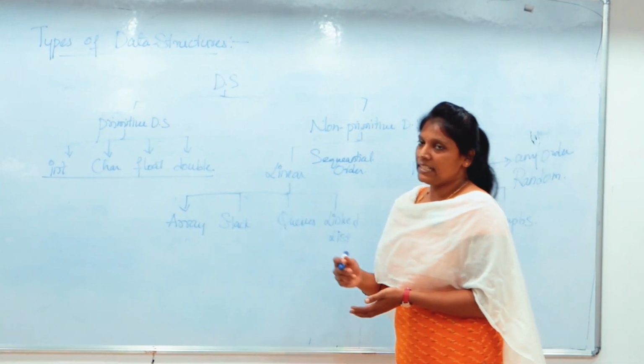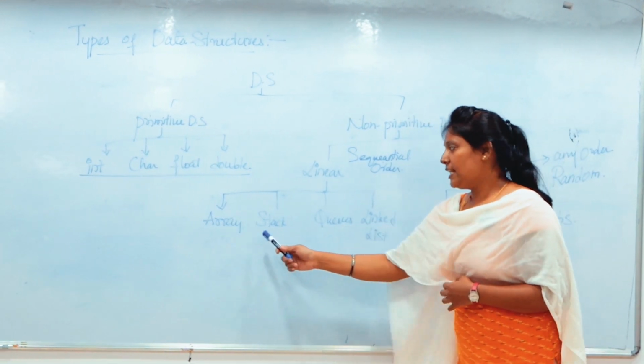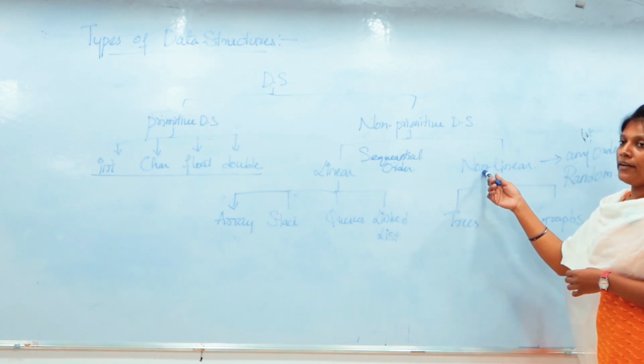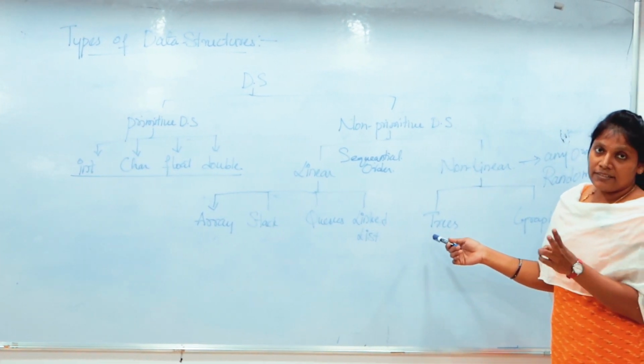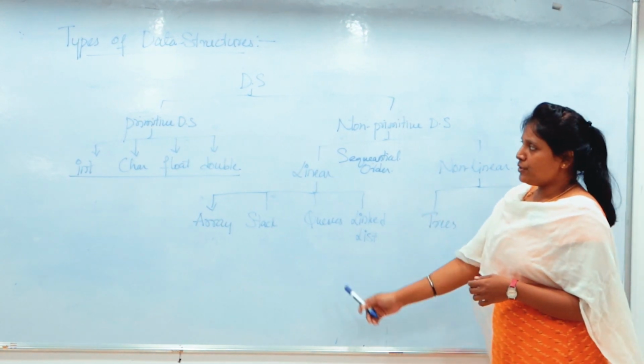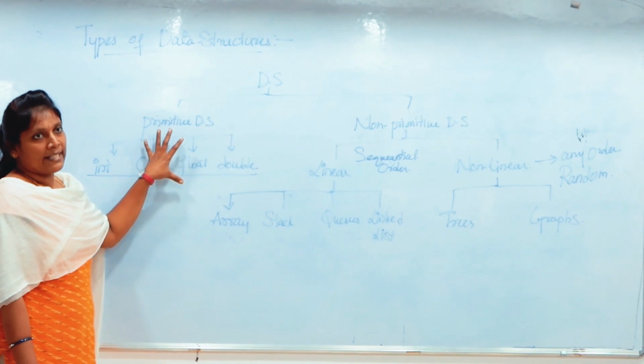Coming to our linear data structures, these are again divided into 4 types, that is array, stack, queues and the linked list. Here in the non-linear data structures, these are divided into again 2 types, that is trees and the graphs. Coming to now in our data structures, we won't learn about these primitive data types.